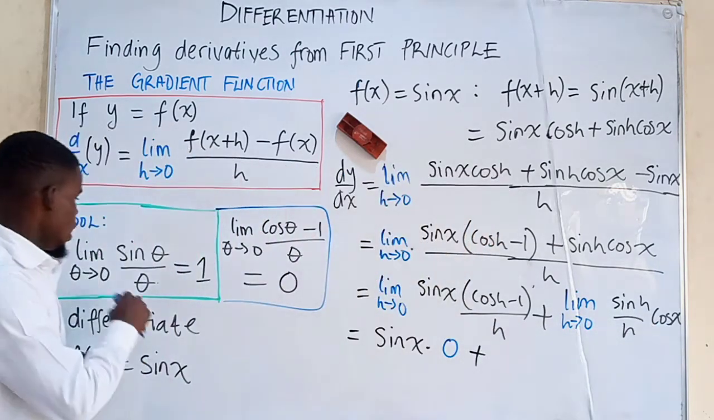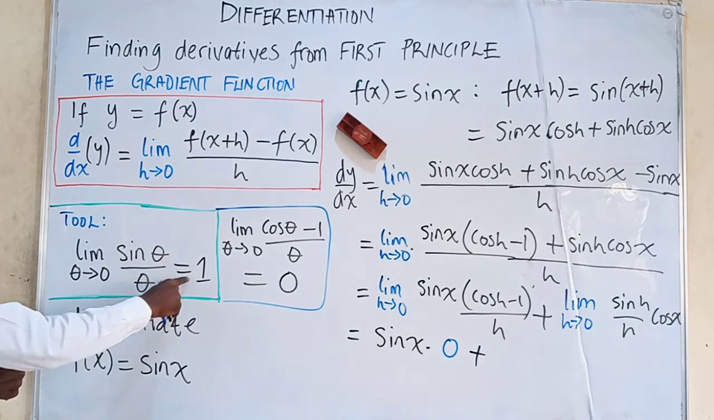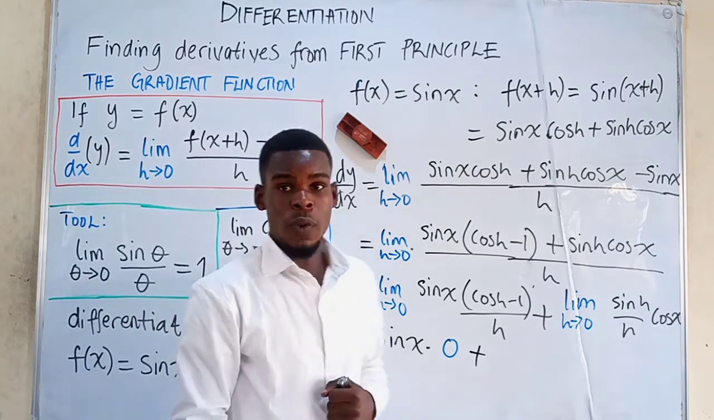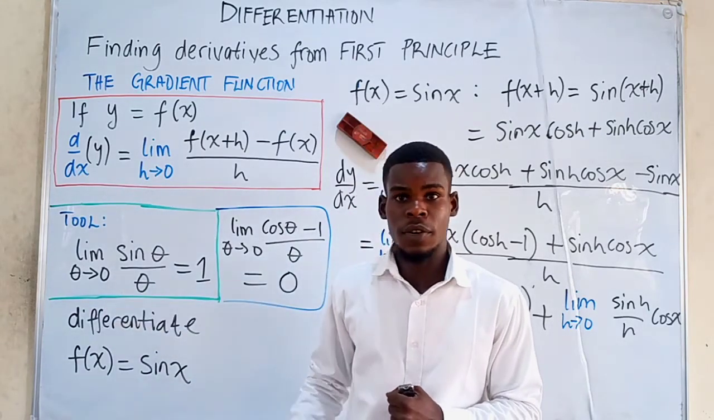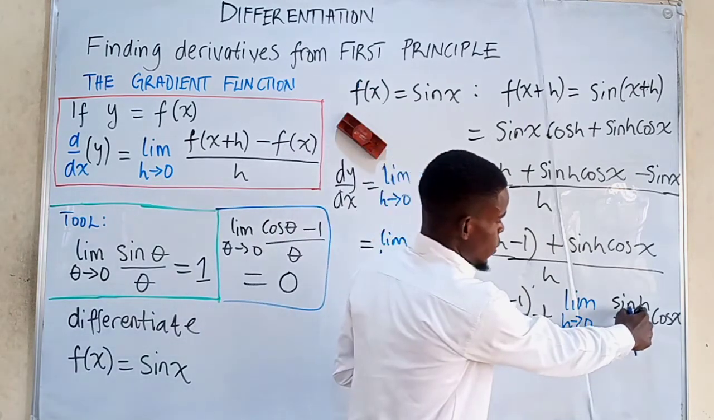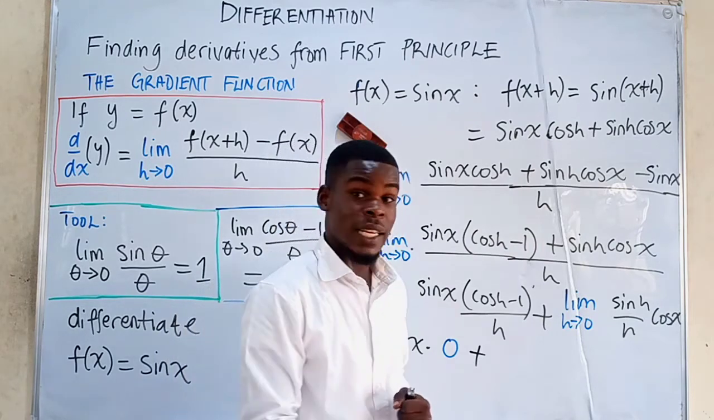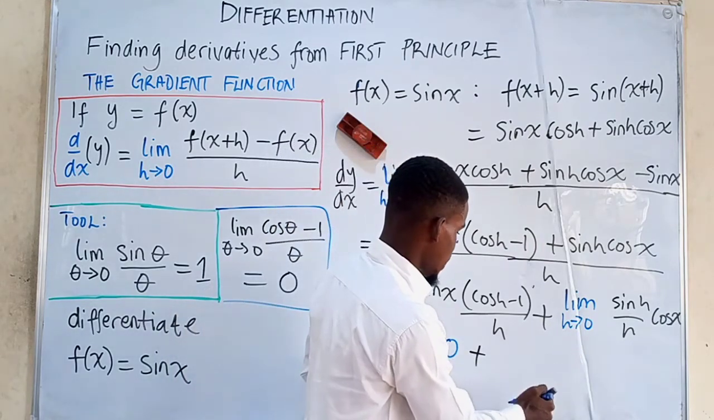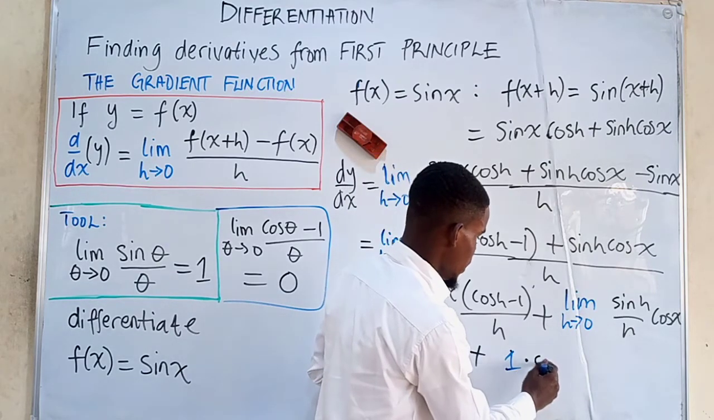Again, the limit as theta tends to 0 of sine theta over theta is giving us 1. So that tells us that when the angle and the denominator are the same, and that denominator tends to 0, the result of that limit is just going to be 1. So we multiply that with 1, then we multiply it with cosine of x.